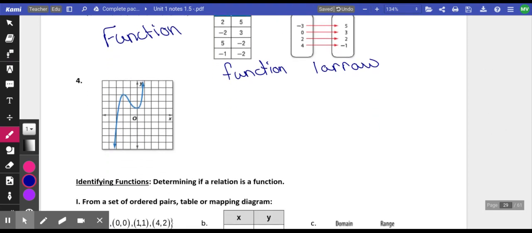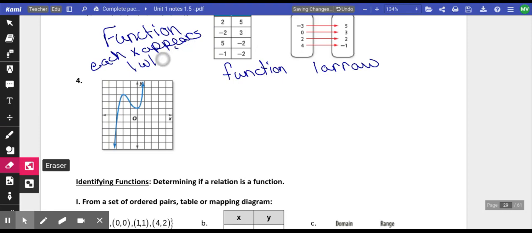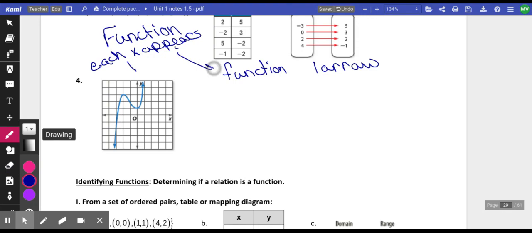The easiest way to tell if a graph is a function is with the vertical line test, also called the pencil test. So I'm just going to go up here and add a note. So number 1, each x appears once with a different y. And then same reason here.